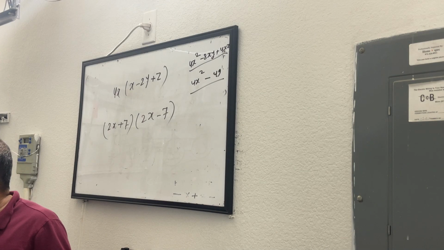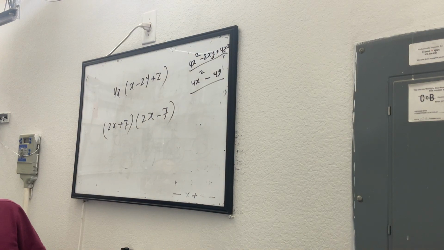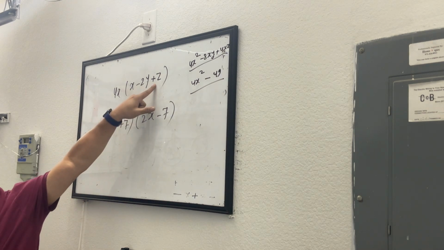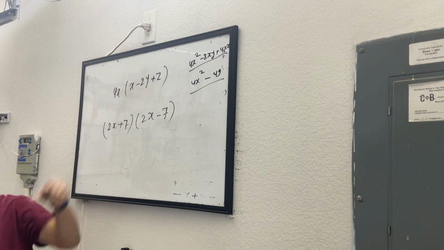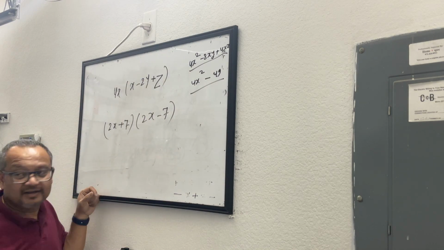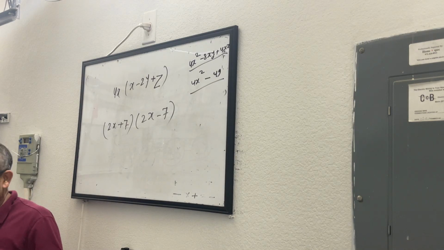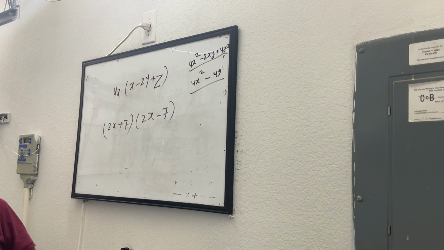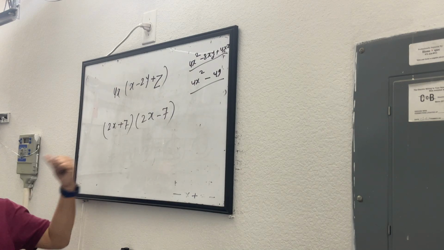Yes, sir. For the first one, I got 4x times x minus 4x times 2y plus 4x times 2. Where is the 2 coming from? This is z. I know my writing is not so good, but I can read it. Then my last one is 4x times z. For the second one, I got 2x plus 7 times 2x minus 7. Okay, we'll come to that.